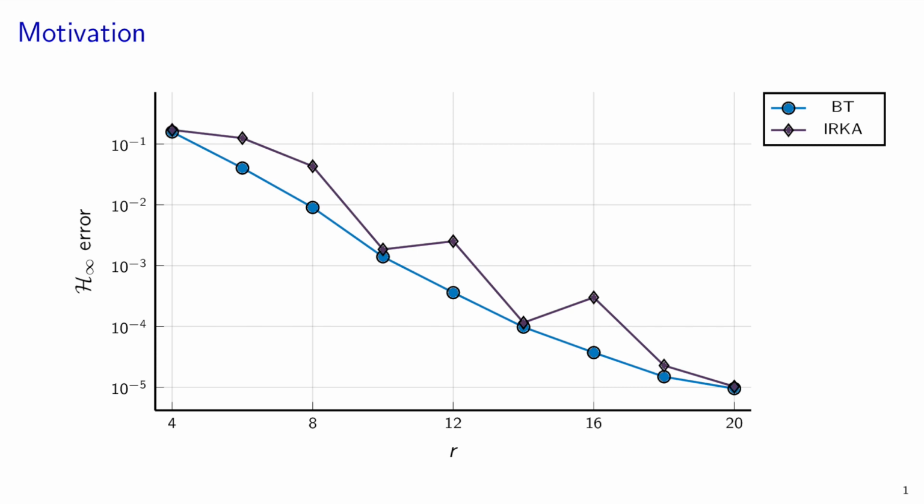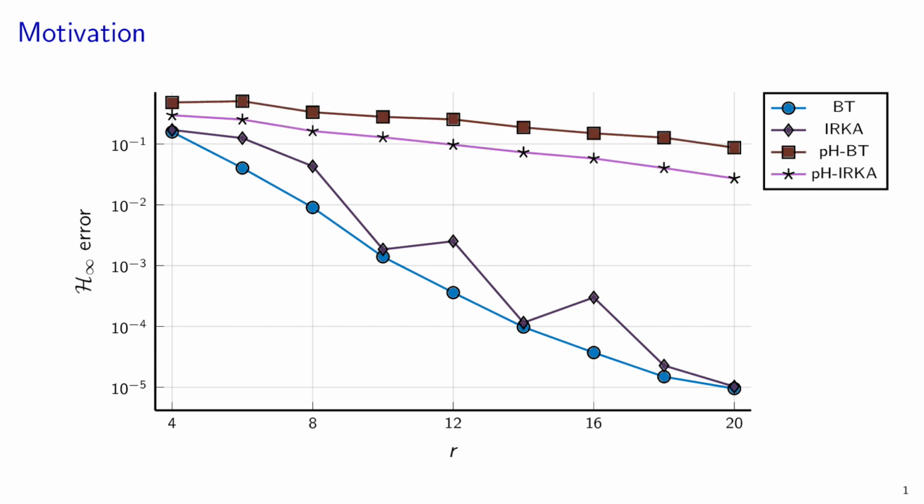However, neither balanced truncation nor IRKA generically preserve the structure of our system. This means that our reduced order model is not necessarily port-Hamiltonian like the given model. But for some applications, model structure is essential, which is why research has been conducted to adapt balanced truncation and IRKA to also preserve that property. But with these adaptations, as you can see, the accuracy for the same reduced model order r is worse by up to a few orders of magnitude.